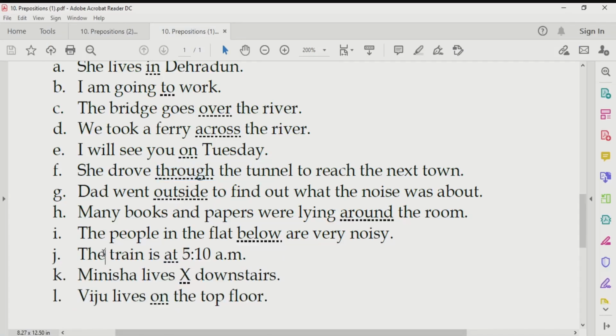Moving on to the next one. Dad went outside to find out what the noise was about. Very easy to understand. You know the meaning of outside is bahar.